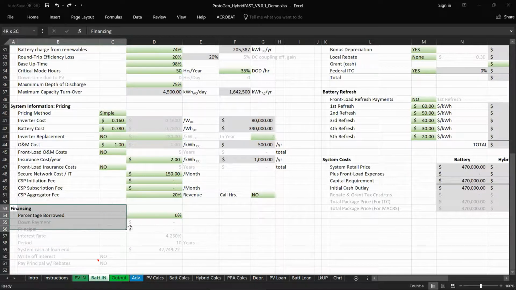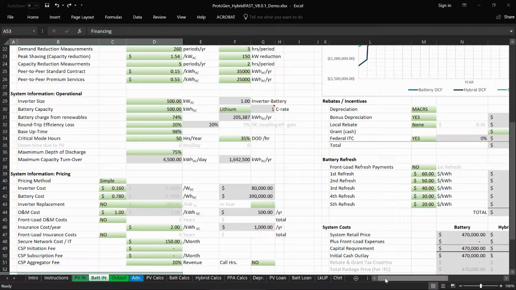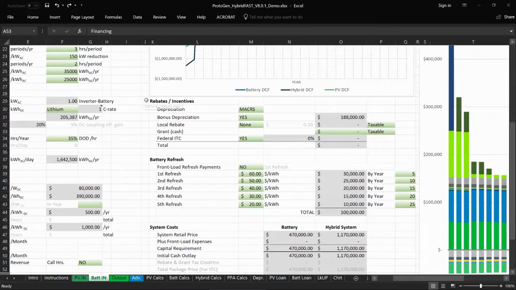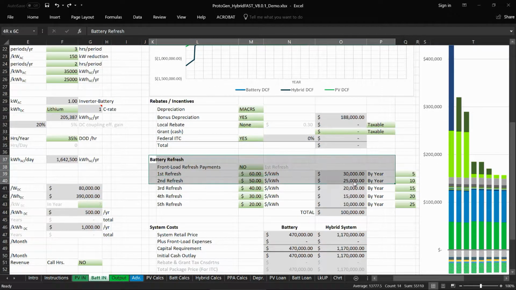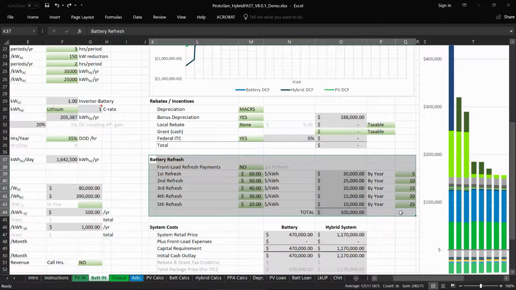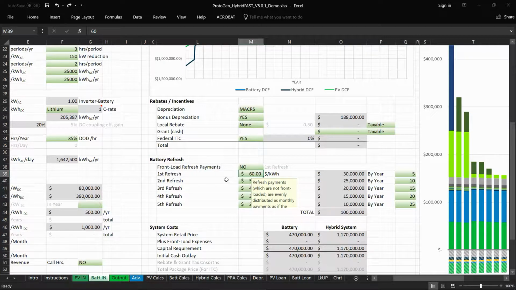We also have the financing, just like on the PV side. Then if we move over to the right, we have rebates and incentives, identical to the PV. And then we have battery refresh. So this is the ability to account for batteries as consumable items. And if the battery manufacturer or whoever you're buying it from says, this is all included, we will maintain it for the life of the system, you could just zero these all out.